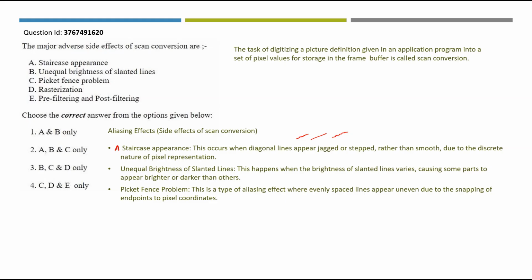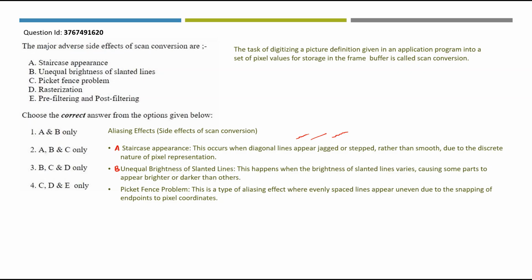The next one is unequal brightness of slanted lines. This happens when the brightness of slanted lines varies, causing some parts to appear brighter or darker than others. This particular statement is equating to B. Sometimes we will not have equal brightness on the picture. Some area will be dark, some area will be lighter. So that problem is actually given as unequal brightness.